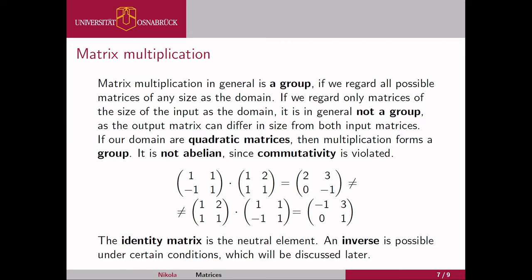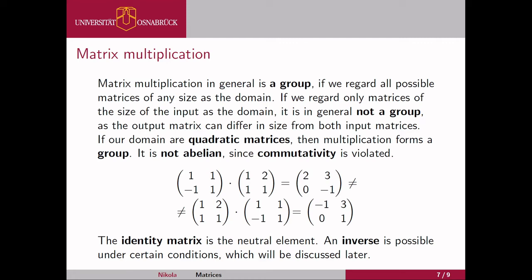And now, of course, the question, if this is a group, well, what is the neutral matrix? Well, for the additive group, it was obviously just a zero matrix. Here, it's the identity matrix. I will get to this a bit later in the video.